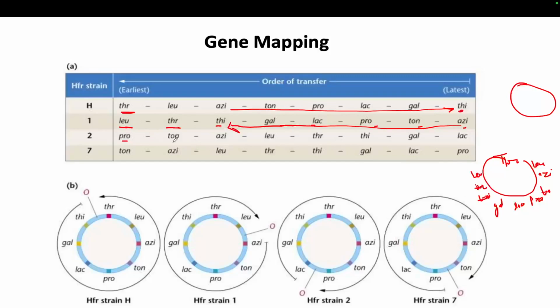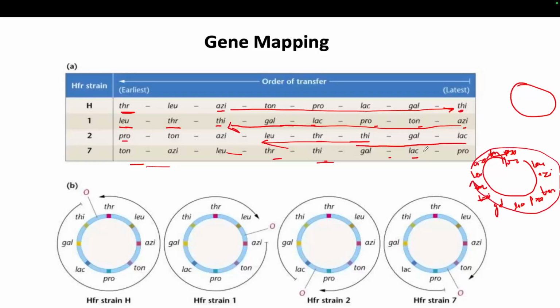Now you have to see whether this sequence matches in the third strain. Like here, threonine after means it is again coming from this side, right? So till leucine we have mapped, and again it is coming from this azi gene. Again here azi will come, then ton will come, then proline will come. So here is the sequence, if you see: after proline there is lac, again gal, then threonine, thi gene, threonine, leucine, azi and ton. Then it will be like that, this sequence.